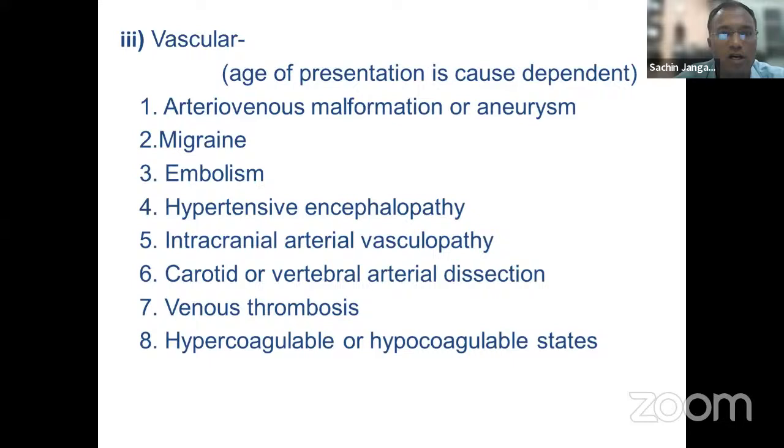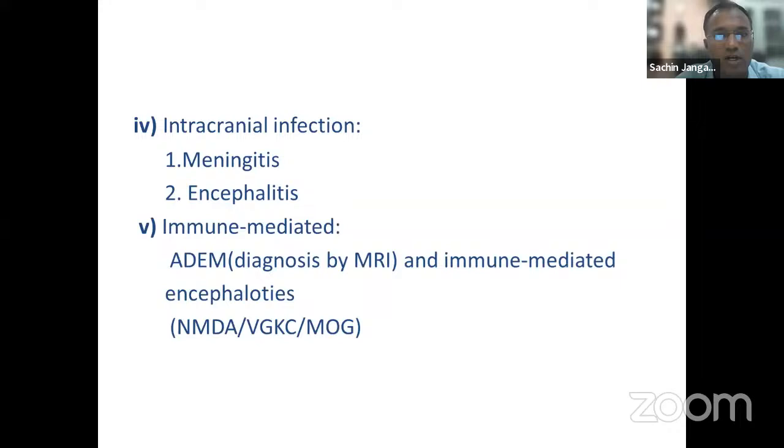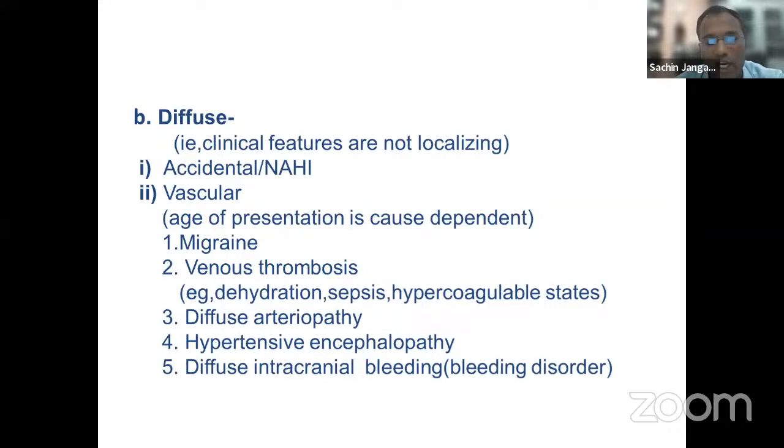There can be a vascular malformation which can lead to bleed, embolism, hypertensive encephalopathy, carotid arterial dissection, venous thrombosis. There can be intracranial infection which can lead to coma, like meningitis, encephalitis, or it can be immune mediated, like ADEM, NMDA, or VGKC mediated. Structural damage also can be diffuse, which can be because of accidental or non-accidental head injury. Again, the vascular causes can also lead to diffuse injury.